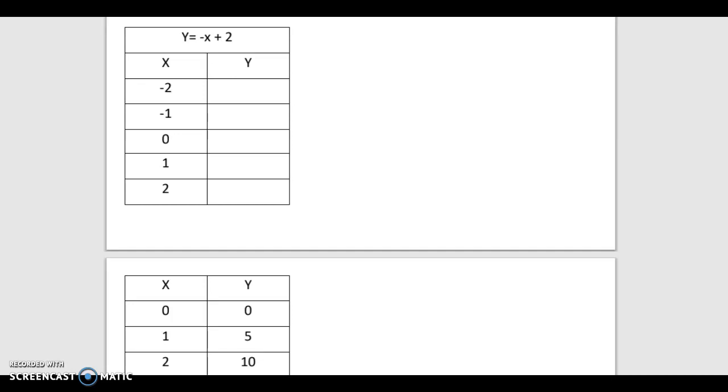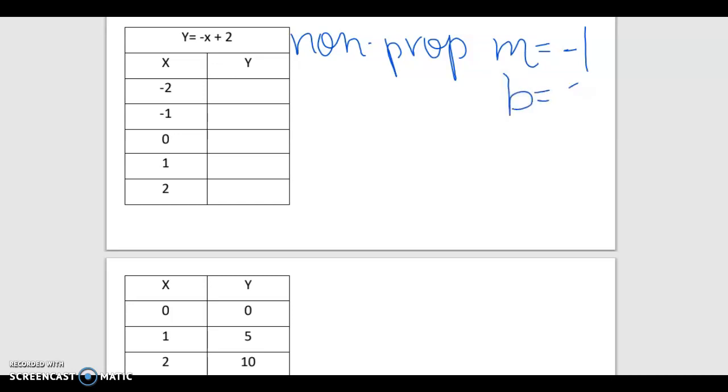So my slope here, first of all, this is non-proportional. Sorry, writing on a screen is a little bit more challenging than you would think. My slope, which I'm going to label m this time since it is that variable, is going to be negative 1. Notice I didn't attach the x to it. The slope is not negative 1x. The slope is negative 1. It's that coefficient. It's that number before that variable. My y-intercept, which I'm going to label b, is going to be 2.